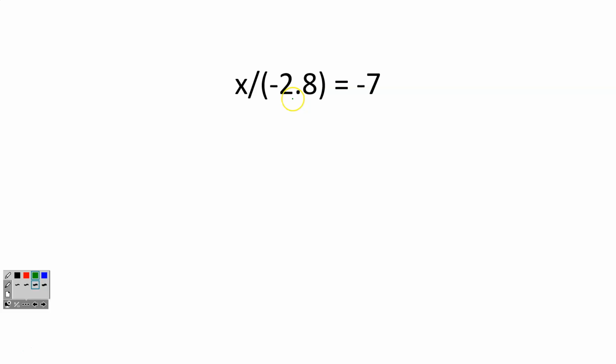And x divided by a negative 2.8 equals a negative 7. Draw my fence. The opposite of dividing, remember that slash means divide. Opposite of dividing by a negative 2.8 is to multiply both sides by a negative 2.8. Those are going to cancel out, which is going to give me x equals a negative times a negative is a positive. So now 7 times 2.8 would give me 19.6.